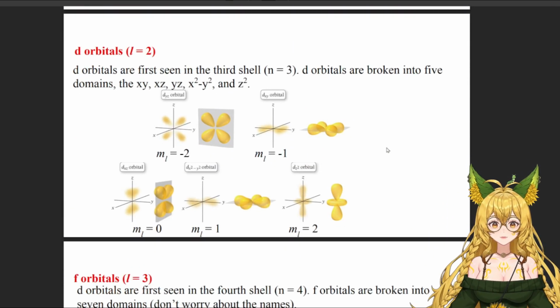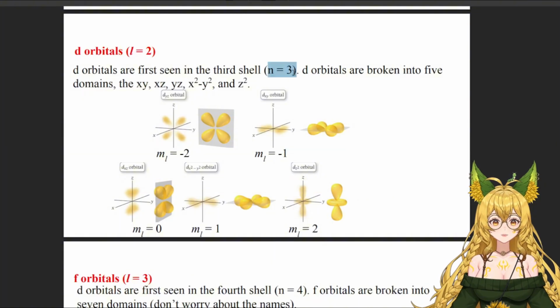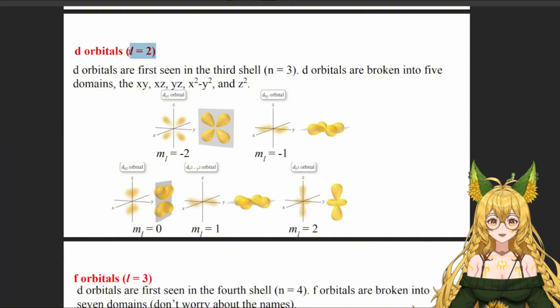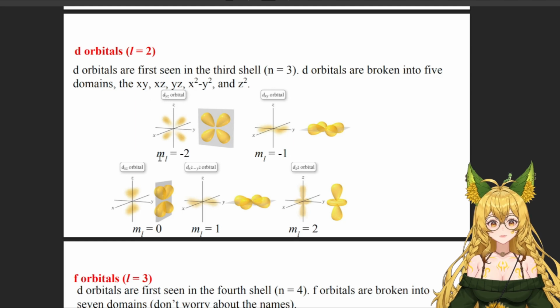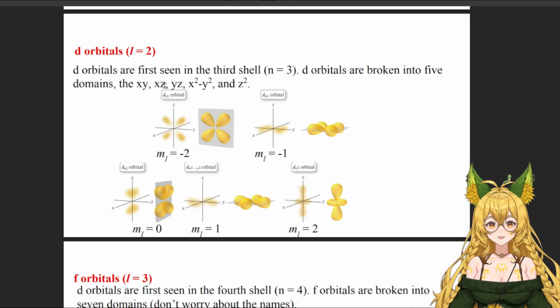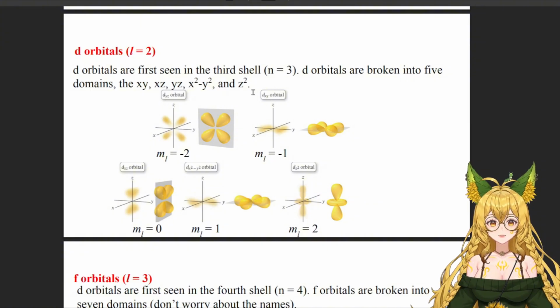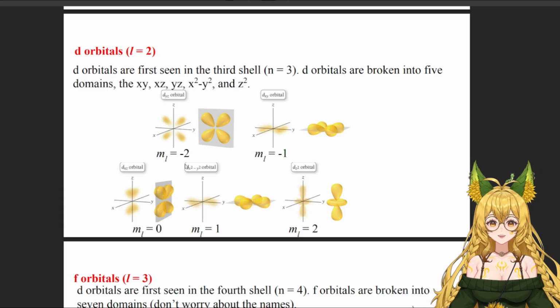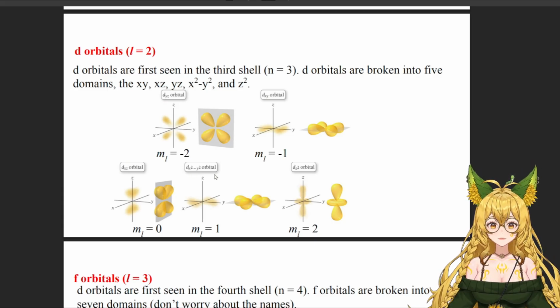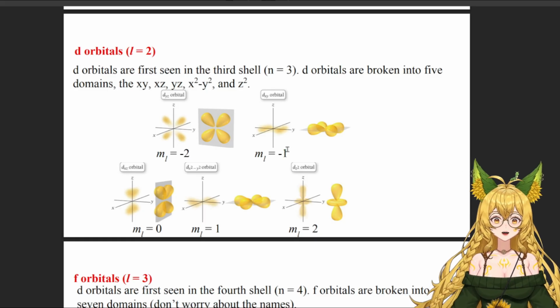Next, we have d orbitals. As we can see, n equals 3 for these, and L equals 2. If L equals 2, m sub L is -2, -1, 0, 1, and 2. That means there are 5 different types of d orbitals: dxy, dyz, dxz, dx squared minus y squared, and dz squared.